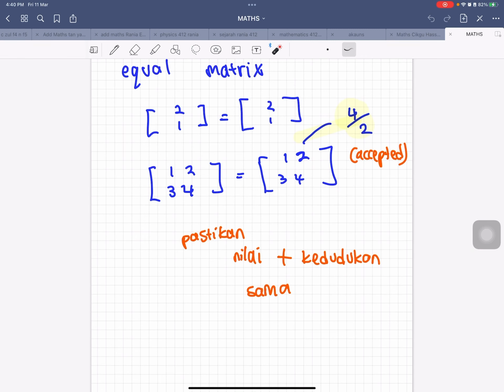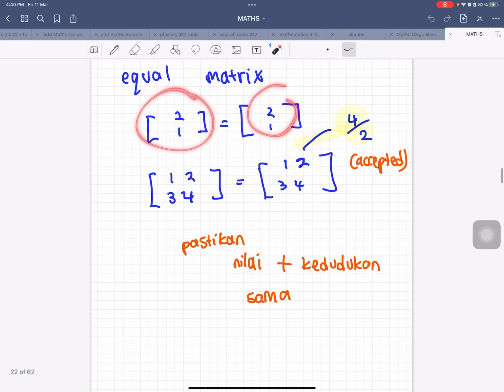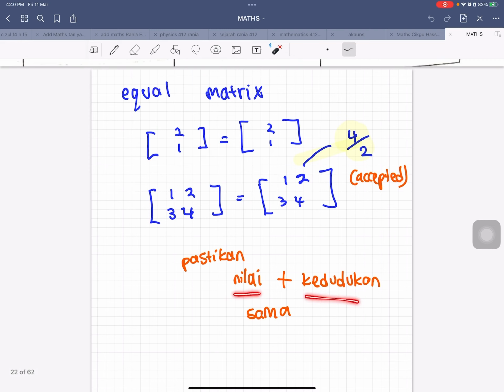So how to know whether they're equal or not? You have to make sure they have the same order. See, this one is an equal matrix because their value and position are the same. Not position, like order is the same. Okay, for example, what am I trying to say?